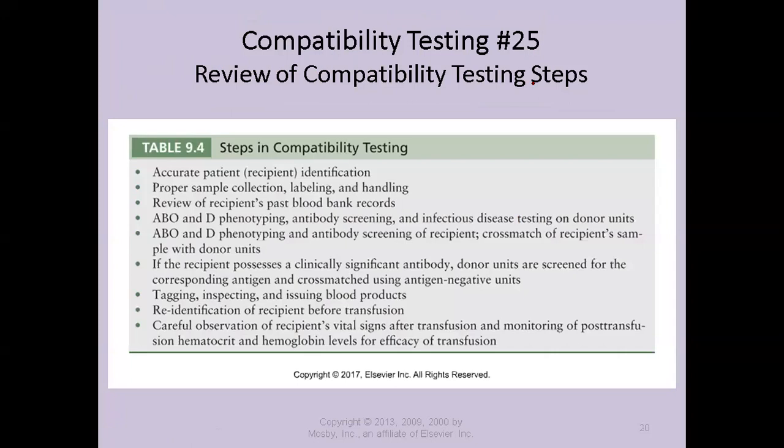So a review of our compatibility testing steps. We want accurate patient recipient identification, okay, proper sample collection, labeling, and handling. The blood bank's going to review to see if we have previous records. We do ABO and D, antibody screen on all donor units by our blood donor center. ABO-D phenotyping and antibody screen on our recipient, that's our type and screen, and then we can cross-match the recipient with any units we're thinking of giving them.